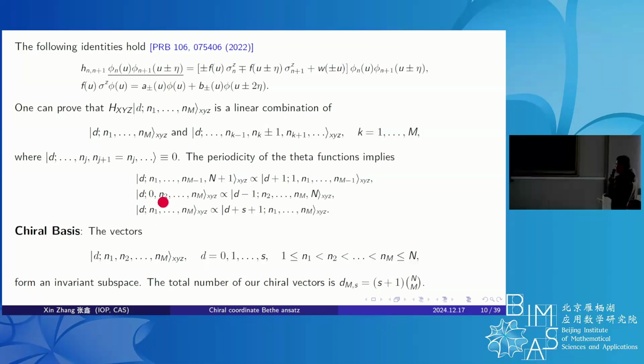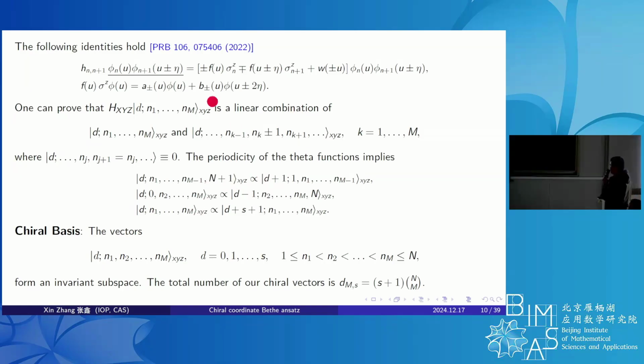So if this index is larger than n plus 1, and this n is larger than n plus 1, then this state is proportional to the state with the shift for this first d factor. So if this component is 0, then this state is just equivalent to the state with the shift of -1 for the first index d.